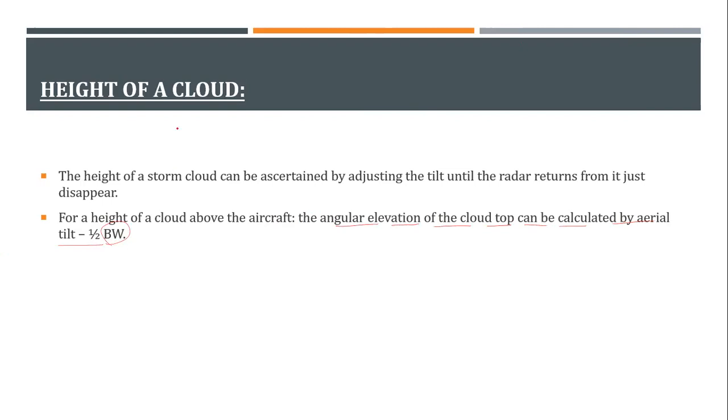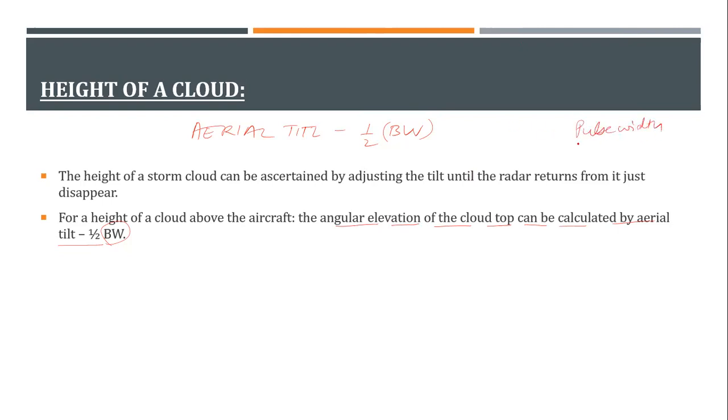Who will tell me what is BW? What is BW? Yes, Arthur, you are trying to say something? Achha. BW is the beam width, which I explained in radar. Beam width is same as pulse width.